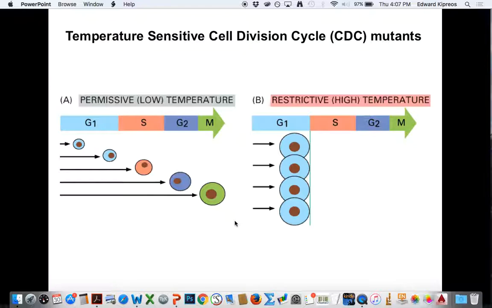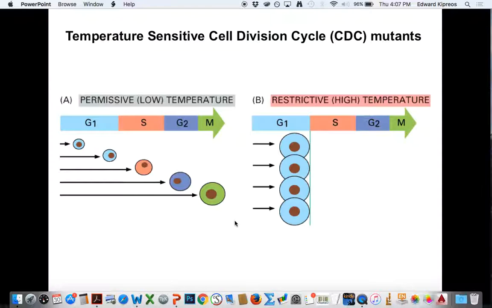Okay, so here we have the basic part of the screen. You've got cells that are going around the whole cell cycle at the permissive temperature. First off, they're going to use temperature-sensitive mutants. They're going to first screen for temperature-sensitive mutants, and then they're going to look for mutants that, at the high temperature where the protein doesn't work anymore, arrest at one point in the cell cycle. So if you had one of these temperature-sensitive mutants that affected the cell cycle, and you shift it to the high temperature, what's going to happen?